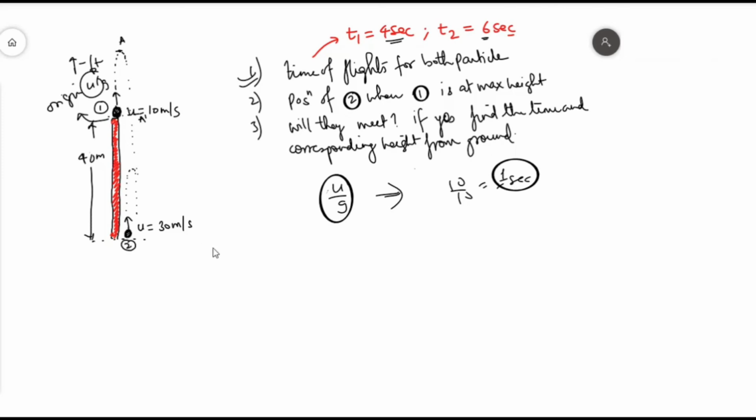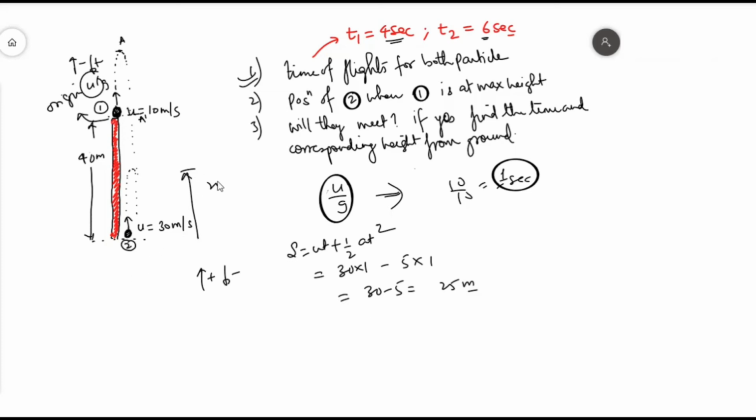So this is 1 second, and what is the position of particle 2 in 1 second? I can just use the equation s is equal to ut plus half at square, and this u is 30. I'm taking upward positive and downward negative, so 30 into 1 minus 5 into 1 square, so 30 minus 5 is going to be 25 meters. So particle 2 will be at a height of 25 meters from the ground when particle 1 is at the maximum height. Okay, now comes the third part.